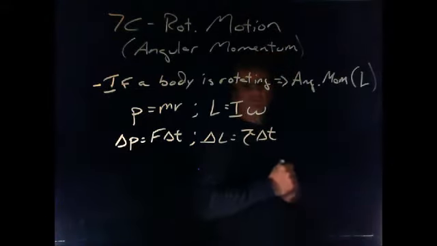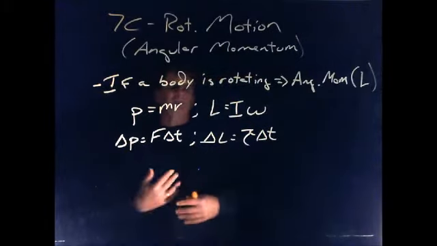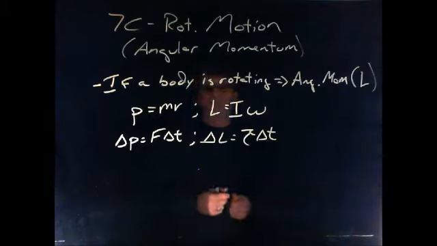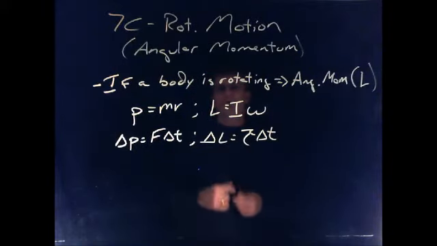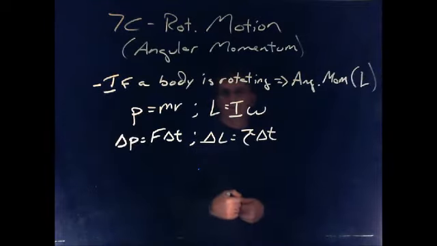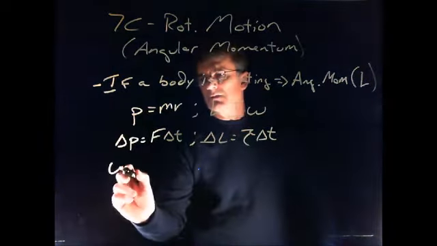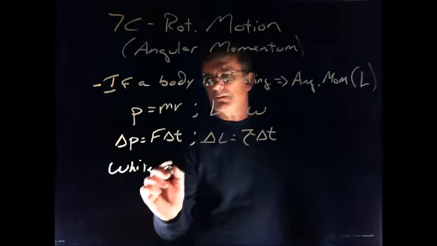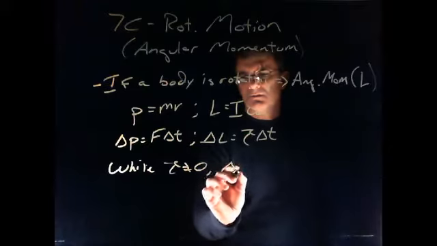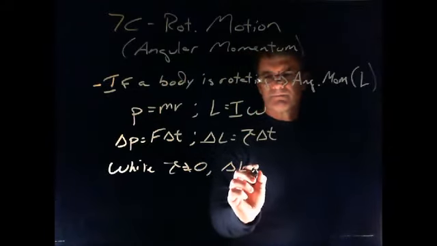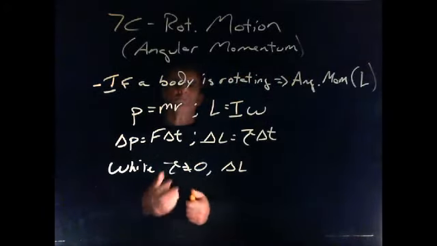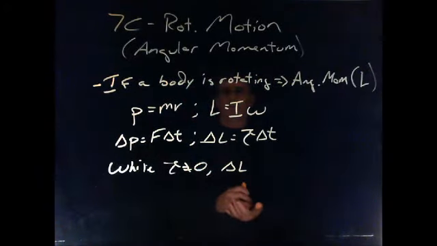So one thing they need to recognize is if angular momentum is changing, we have an unbalanced torque being applied. While the torque is being applied, angular momentum will change. And so while torque is not zero, angular momentum changes. This is kind of important to recognize when we get into conservation of angular momentum.